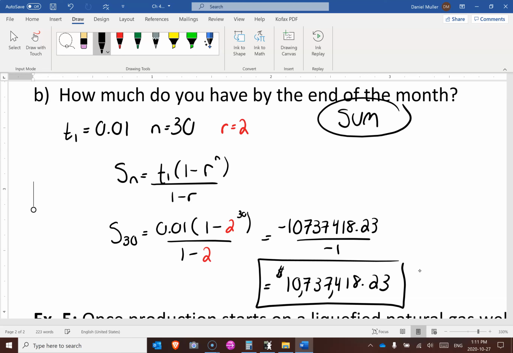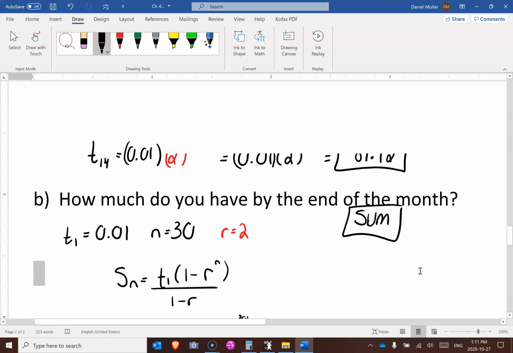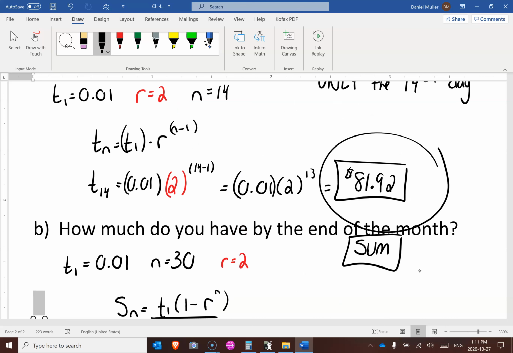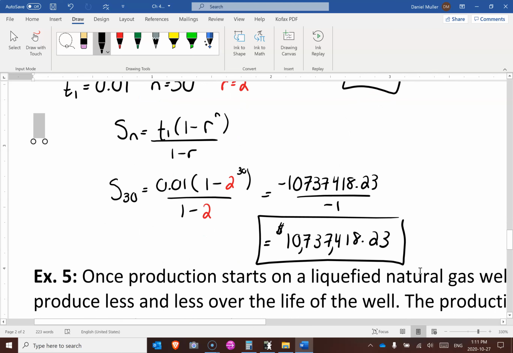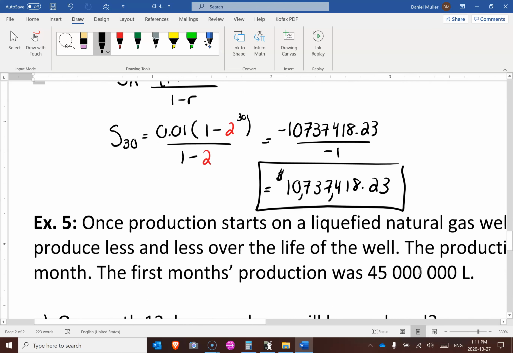So obviously that's a better choice. 10 million is over double what you would have been gifted, but you had to wait to the end of the month to get it, and you don't know that at the time, so it obviously takes a little bit more of a calculation. So when things double like that, they can grow very, very quickly. Like on the halfway through, I was only making $81 that day, and yet at the end, I got 10 million. Okay, let's take a look at the next question here.